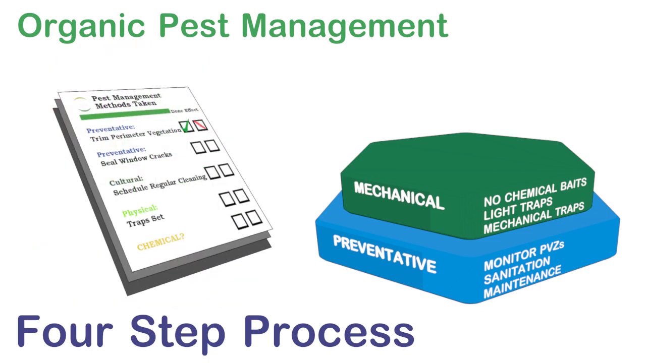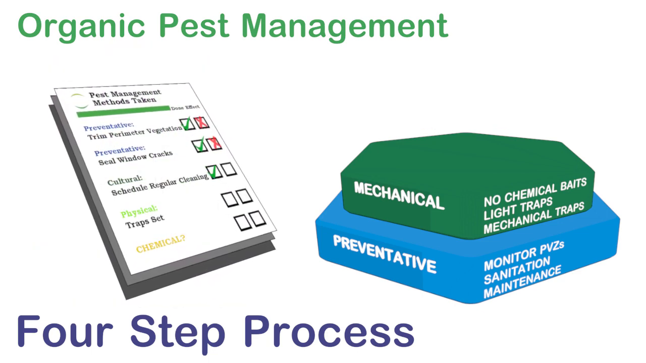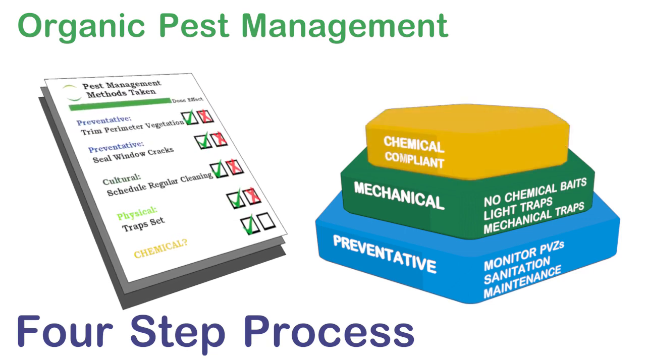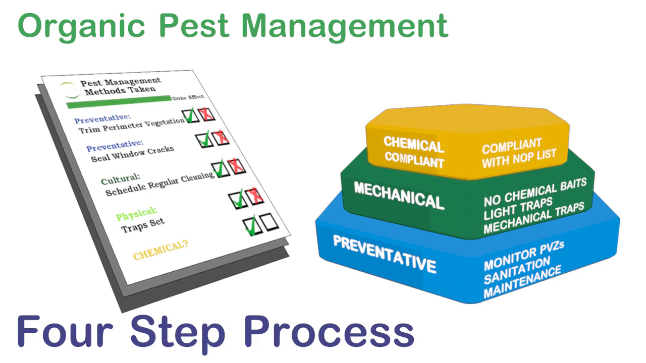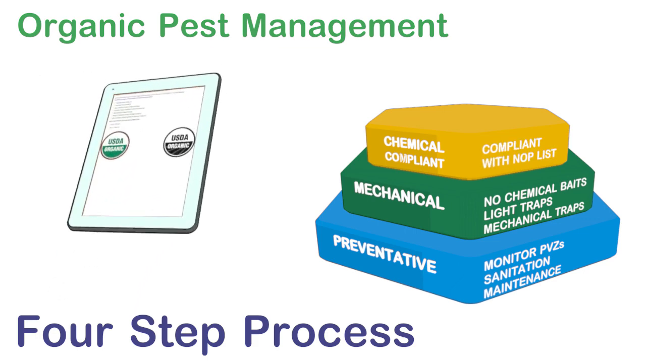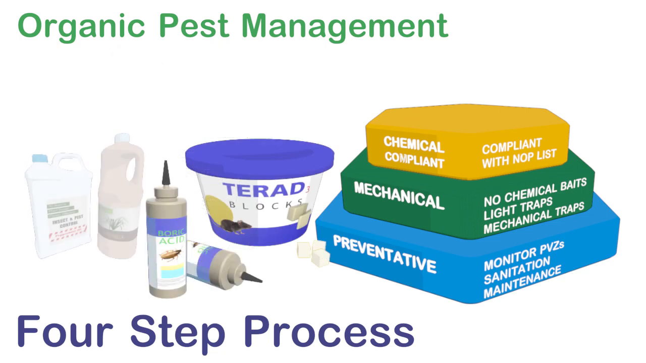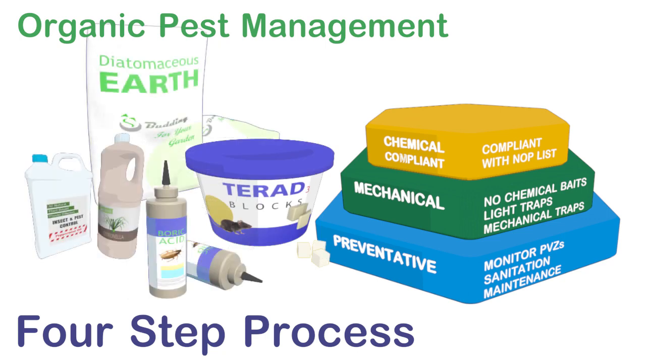If a pest problem persists after all other measures have failed, chemical methods of pest management are then allowed within the organic boundary. The first chemicals attempted should only be those compliant with the National Organic Program. These can include chemicals like vitamin D3, boric acid, soaps, oils, and botanicals or CO2.